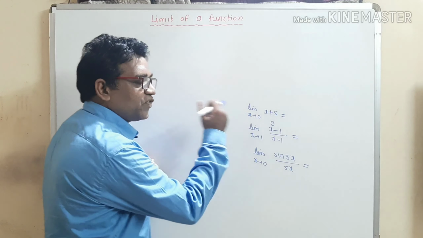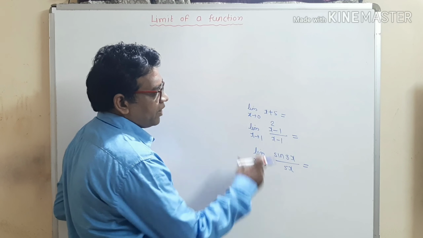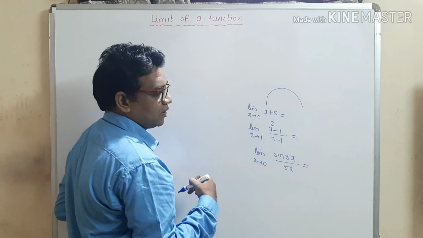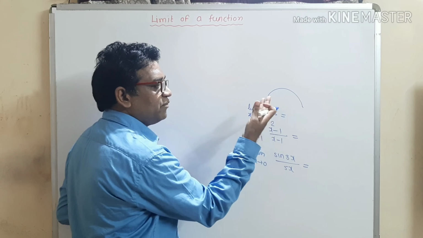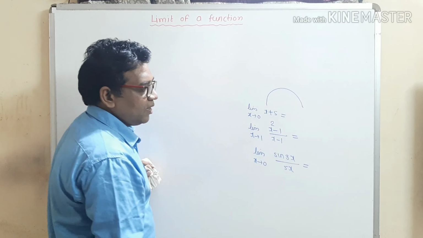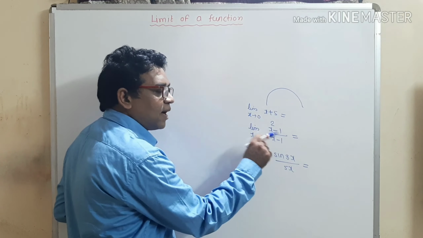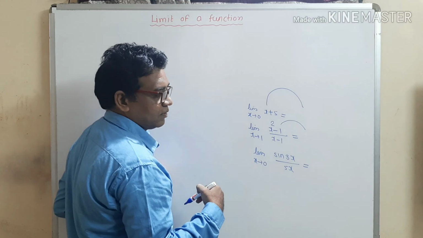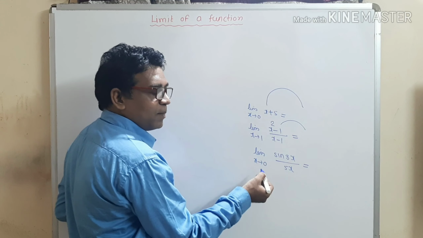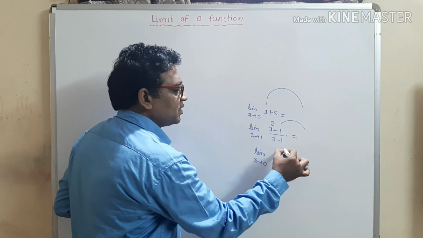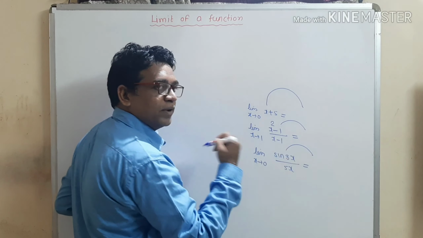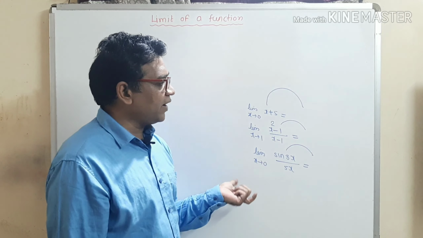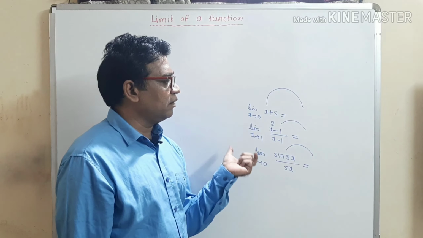Now if you consider this first example, we can solve this limit by direct substitution. If you put x equal to 0, then we can find its limit. This second example can be solved by finding its factors. This third example can be solved by using certain trigonometric formulas. So there are so many methods for finding the limit of function in one variable.